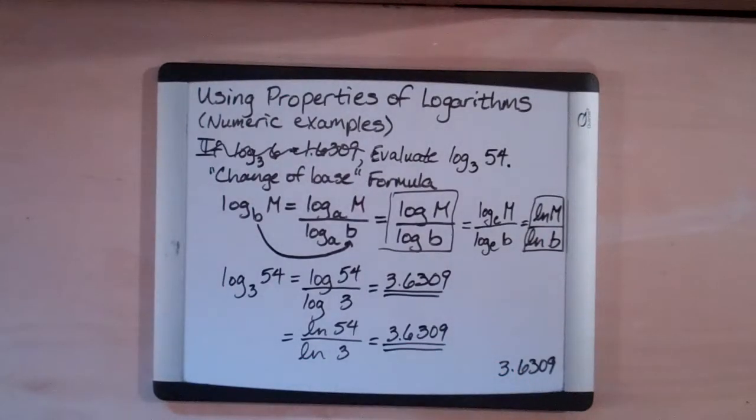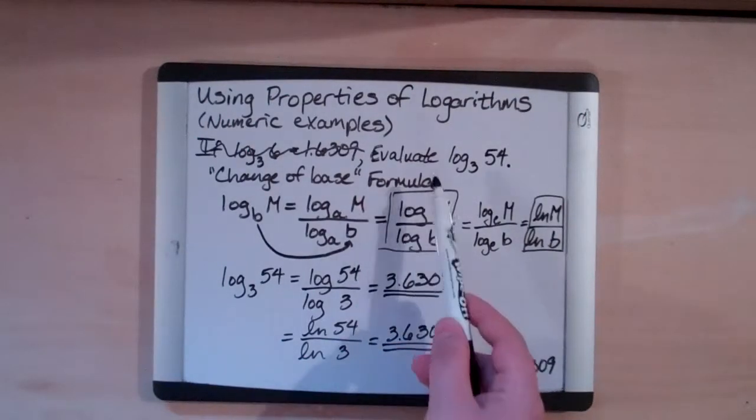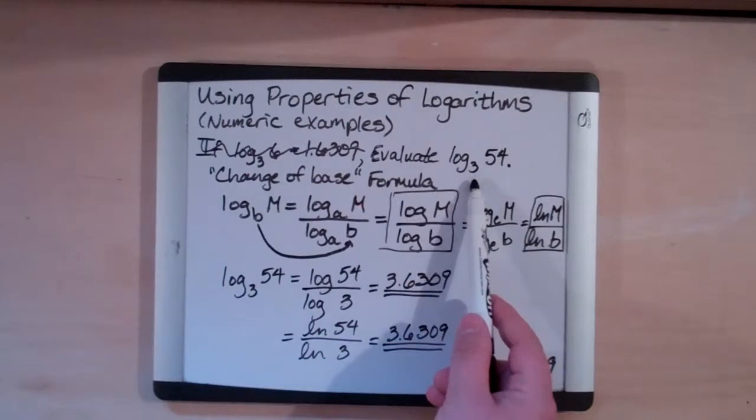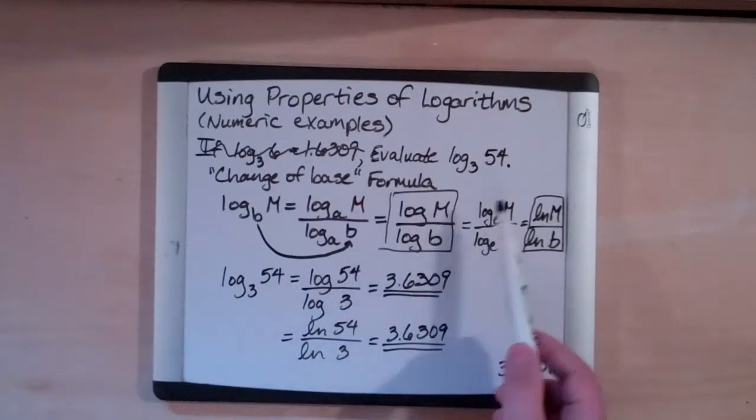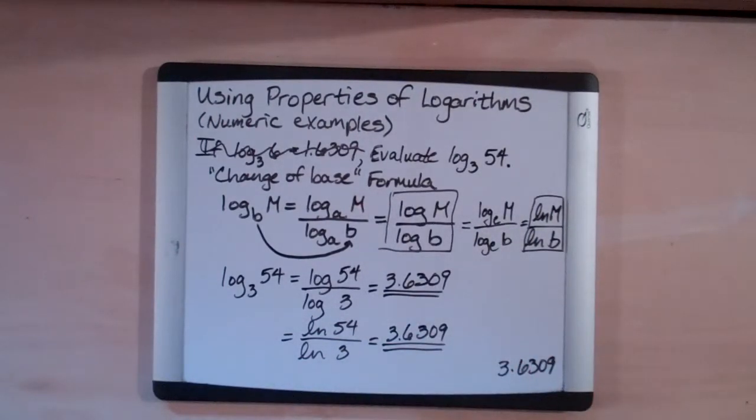So you may see a problem on a test that will say, evaluate log base 3 of 54 using the change of base formula. And in that case, you would definitely have to follow this procedure. And again, you could choose what your new base will be, whether it's base 10 or natural log.